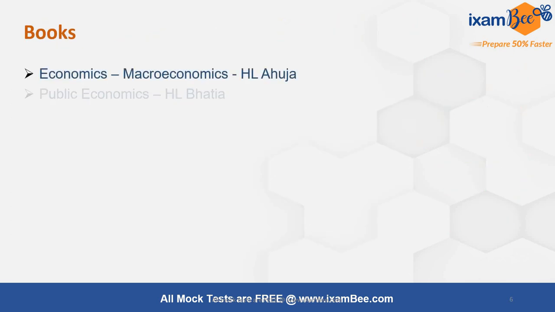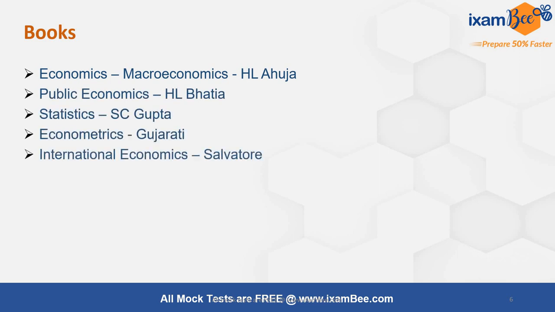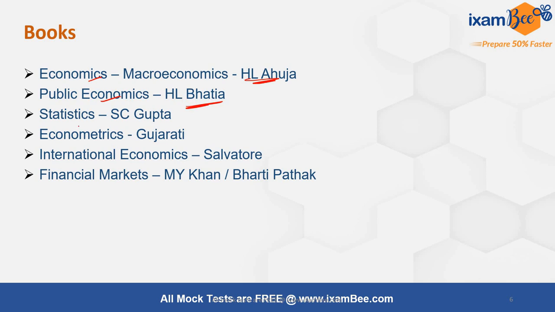There are some standard books that could be used as reference for these topics. For economics, H.L. Ahuja is a very good book of macroeconomics. For public economics, H.L. Bhatia is really good. Statistics can be done through S.C. Gupta, and econometrics is very sufficiently given in Gujarati. And for international economics, the best book is Salvatore, and for financial markets you can either refer M.Y. Khan or Bharti Pathak. But these are just base books. If you want to further increase your knowledge base, then these are really good books for reading purposes.